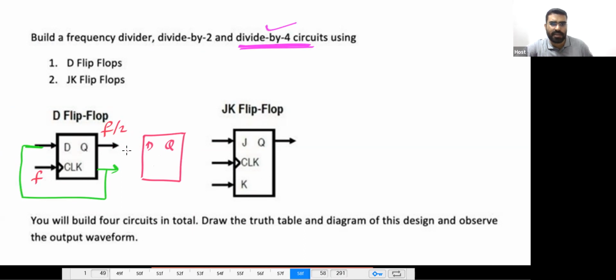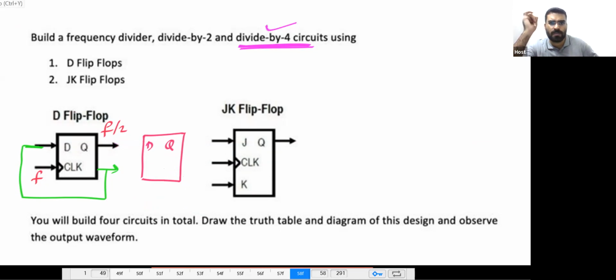This you can give as a clock. This F by 2 frequency, you can give as a clock. Correct? Don't give this as an input. Don't make this setting. Don't do it like this. Correct?